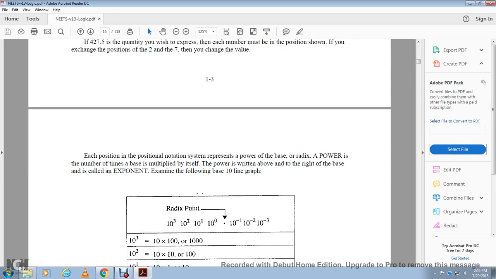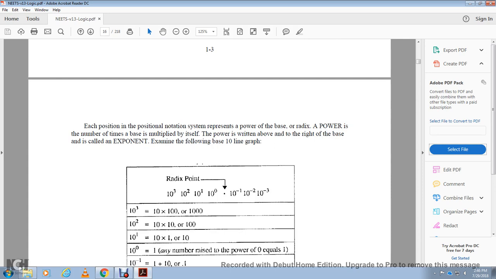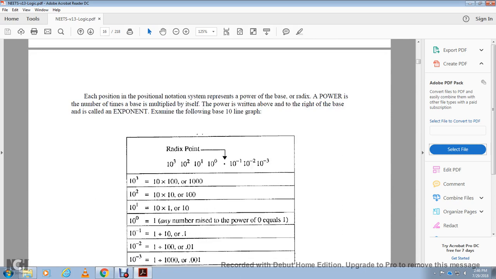Also we have 10 to the third, which is equal to 1,000. 10 to the second was 100. 10 to the first is 10. 10 to the 0, any number raised to the power of 0 equals 1. 10 to the negative 1 is a tenth. 10 to the negative second is a hundredth. 10 to the negative third is a thousandth.